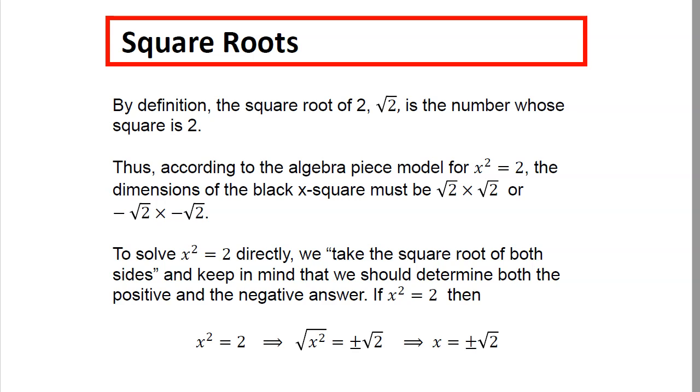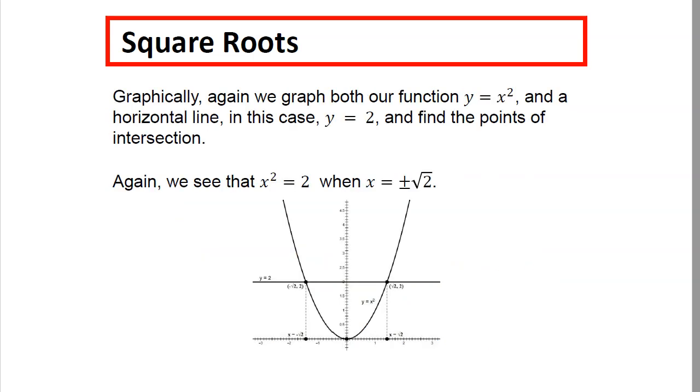To solve x squared equals 2 directly, we take the square root of both sides and keep in mind that we should determine both the positive and negative answer. If x squared equals 2, then x equals plus or minus the square root of 2. You can see this is much faster. Graphically, again, we can graph both the function y equals x squared and the horizontal line y equals 2 and find those same 2 points of intersection.